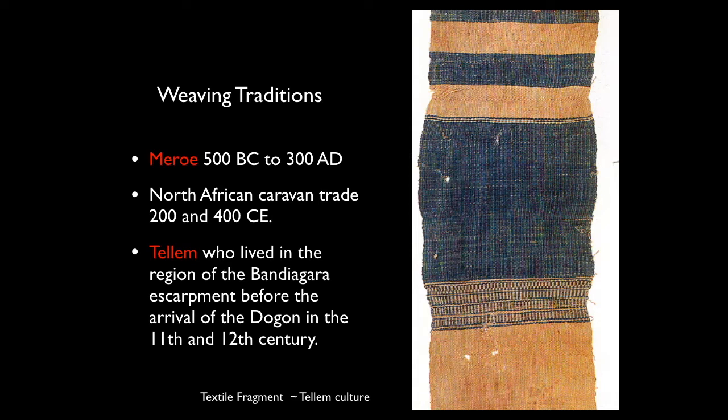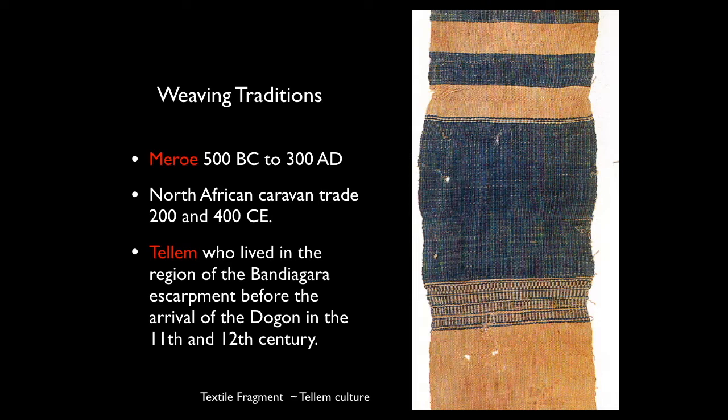This is a Telem example here. Somewhere between the 11th and the 12th century, the Telem lived in West Africa. And so they probably picked up the technology across the North African caravan trade around 200, 400 CE. There may have been early textiles that, of course, decayed since then. But this is the oldest surviving sample we have of early fabrics in the region.